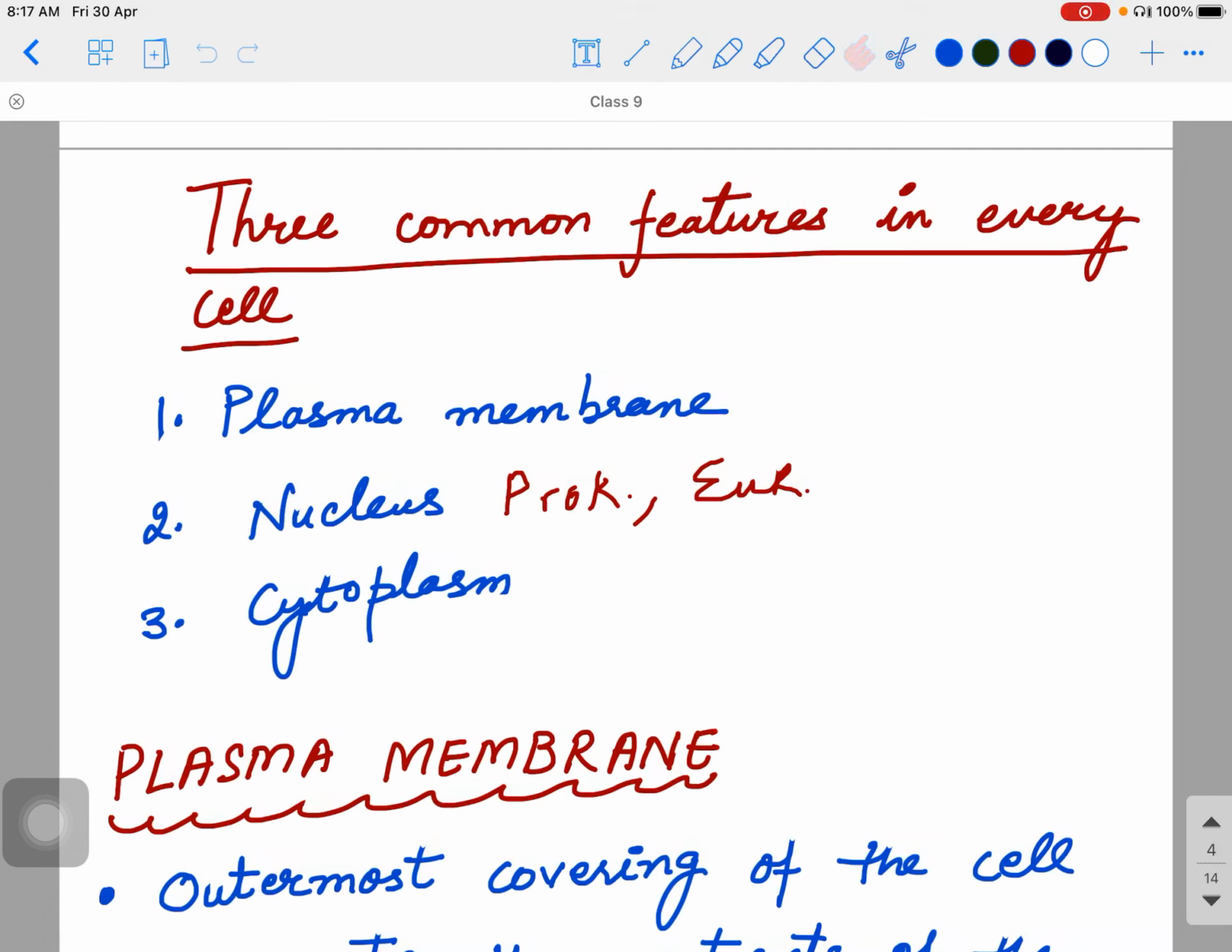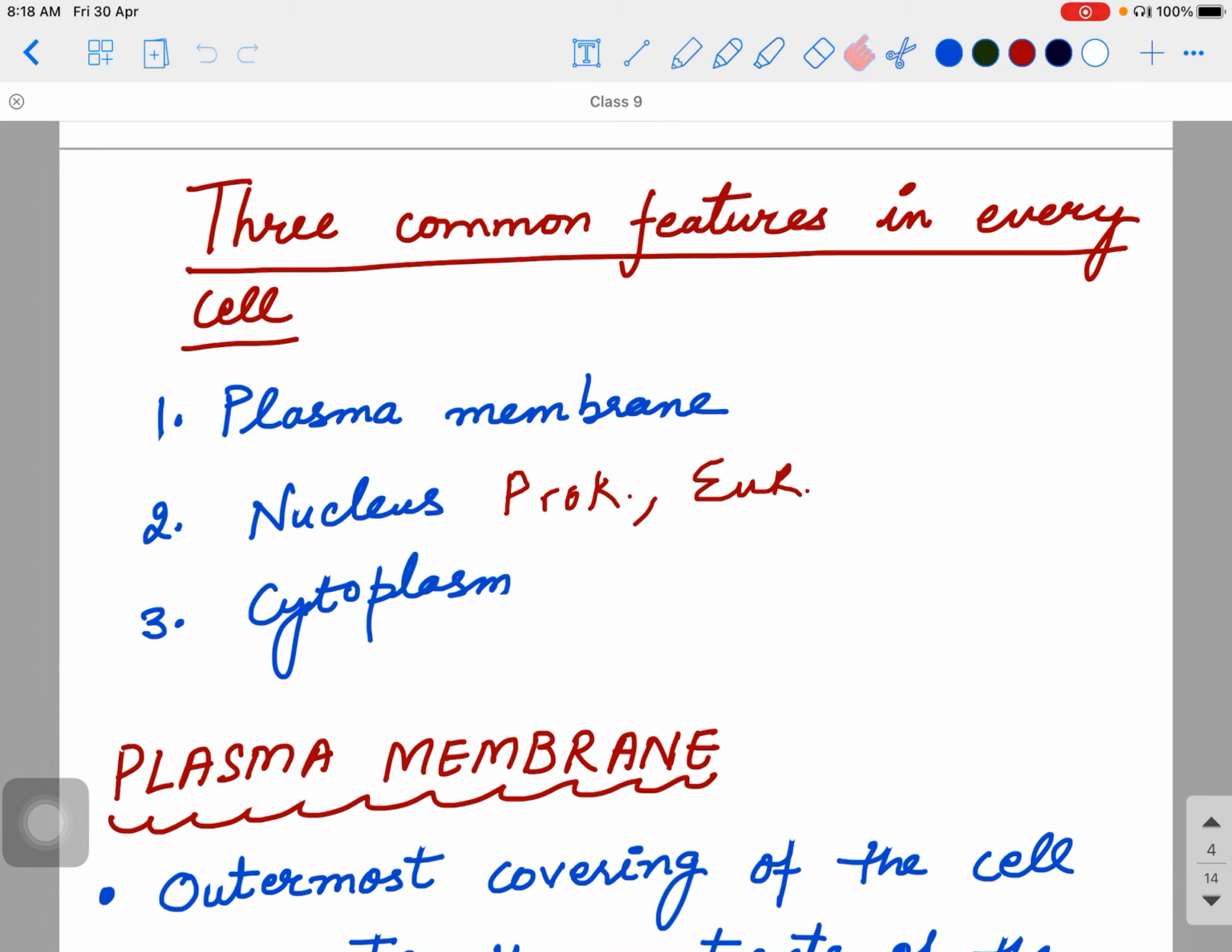Hello students, today we will talk about three common features in every cell. First is plasma membrane, it is found in every cell. Then comes nucleus, it is also found in every cell. In some cells it may be well developed, in the others it may not be very well developed.